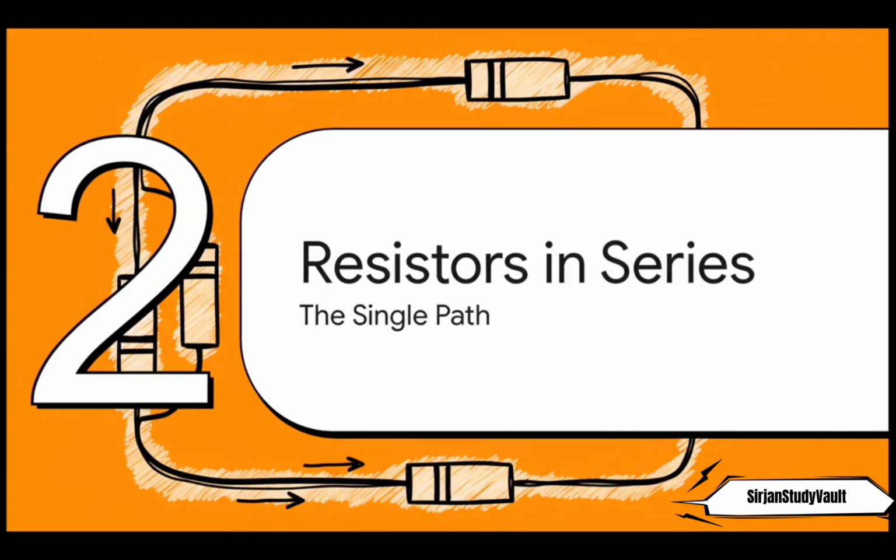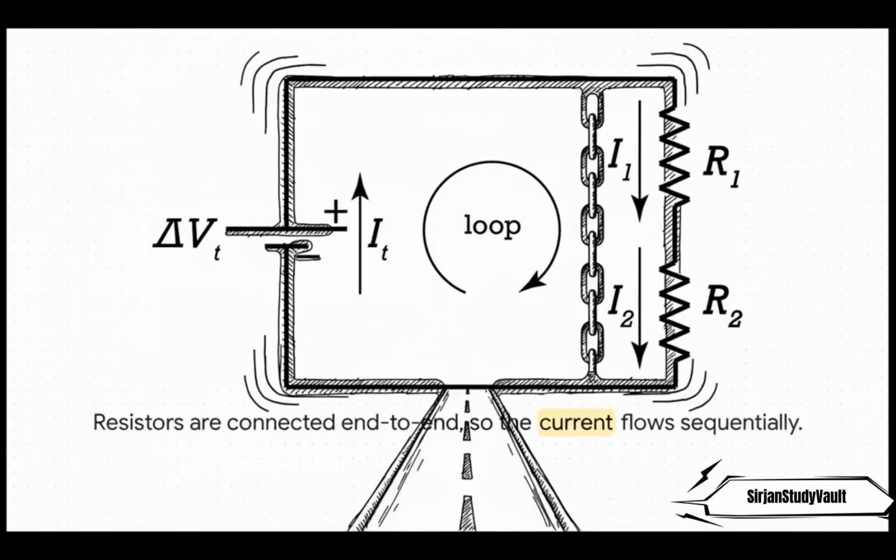Now, if you remember only one thing about series circuits, make it this: there's only one single path for the current to flow. That's the key. And you can see it right here. The resistors are connected end to end, kind of like links in a chain. Because there's no fork in the road, every bit of current has to go through R1 and then through R2, and so on. What does that mean? It means the current is exactly the same through every single resistor.